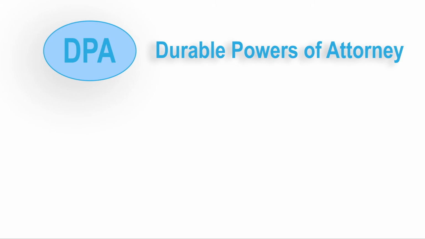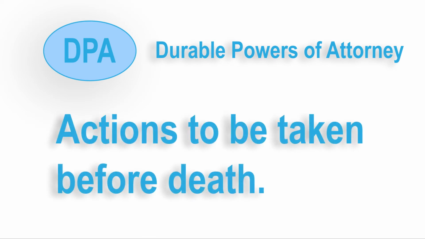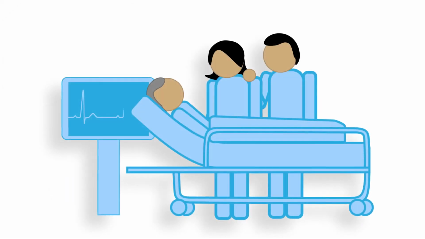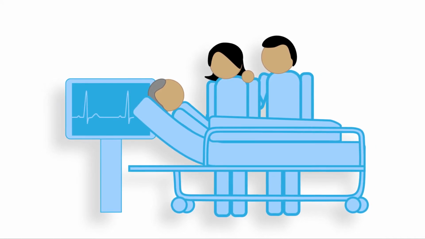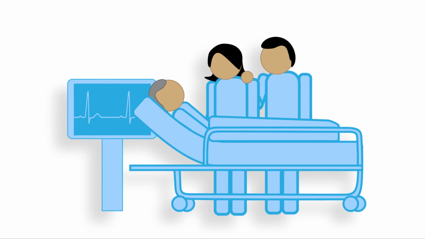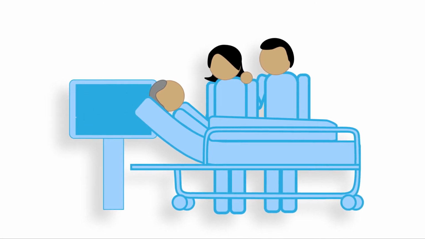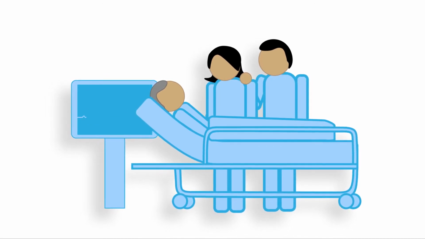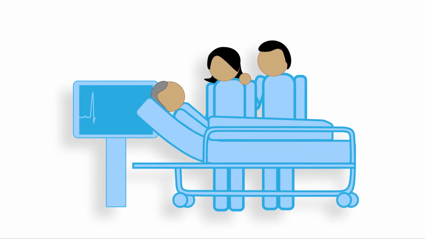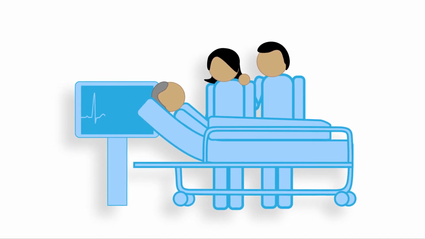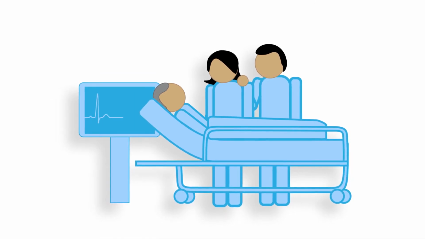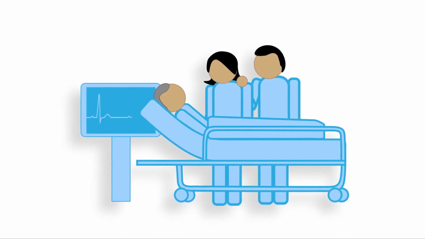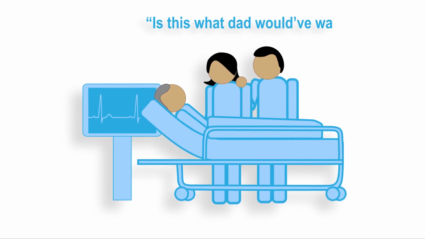Durable powers of attorney are kind of like a will, except they cover any actions you want taken before your death. Generally, durable powers of attorney are legally recognized powers that you are giving to someone else to make certain decisions for you. Depending on the type, DPAs can kick in when signed or when the person signing is incapacitated by disease or injury.